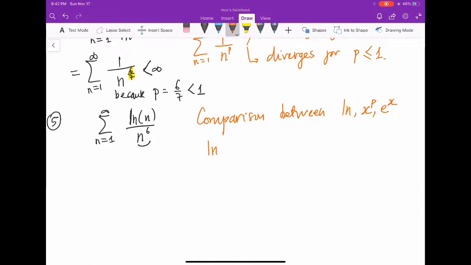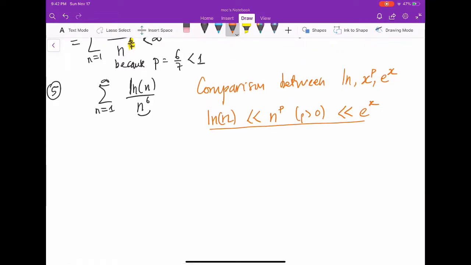So we know that ln of n is very small if you compare with n to the p, where p is greater than 0. And n to the p is very small if you compare with the exponential function. This comparison happens at infinity. That means ln approaches infinity slower than polynomials, and polynomials approach infinity slower than exponentials. So how to use this comparison in this problem?